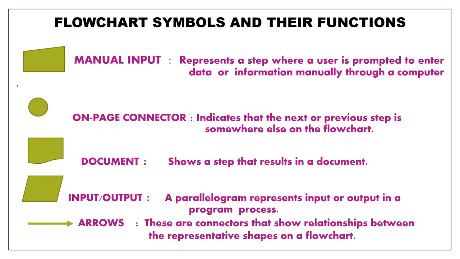We've talked about arrows before. Arrows are connectors that show relationships between the representative shapes on a flowchart. What are these connectors? It means that when I have a process running, at every step, whatever I see linked to that arrow shows that the next step is the one linked to that arrow. Okay, so I do hope you will try to do a flowchart for a program process.